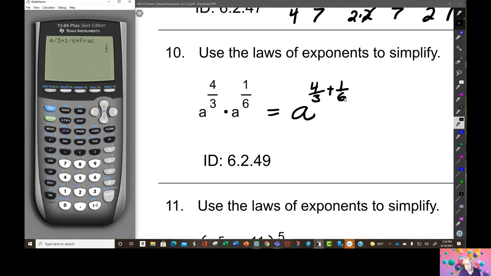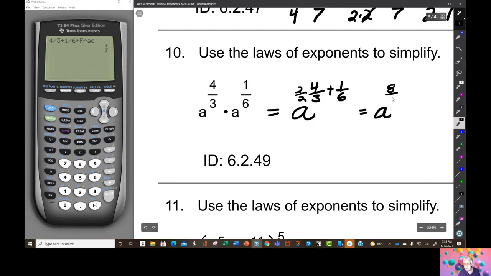3 goes into 6 2 times. So you can multiply 4/3 by 2 over 2. 2 times 4 is 8, 2 times 3 is 6. So this will be a to the 8 sixths plus 1 sixth, which will be a to the 9 sixths.